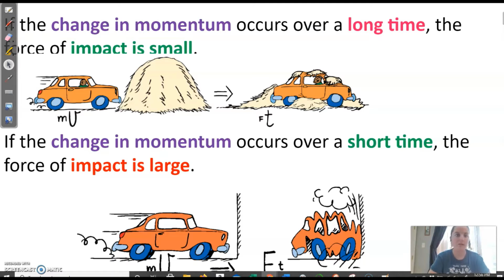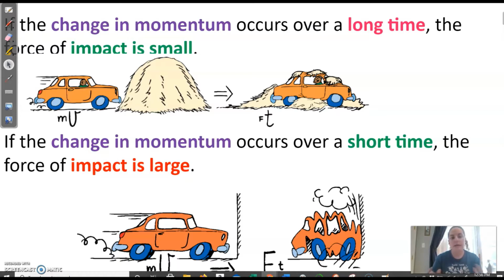That's because the change in momentum occurs over a longer period of time. With that increased time, the impact of the force is small. If we do choose the wall, that time is really, really short. So the change in momentum, again, to go from 25 meters per second to 0 meters per second is a shorter period of time if you choose the wall. So the impact or the force is going to be a lot larger.